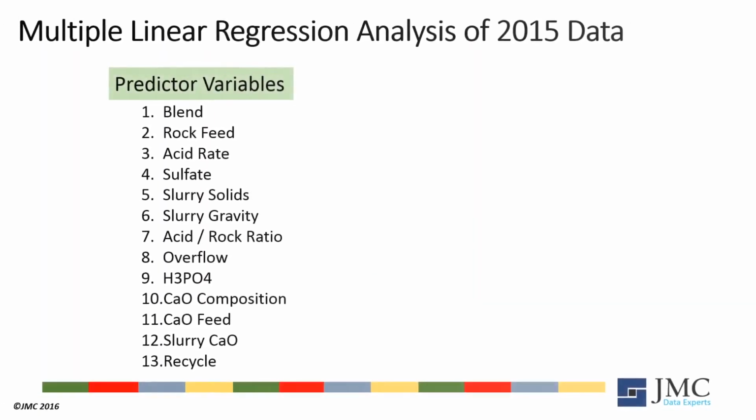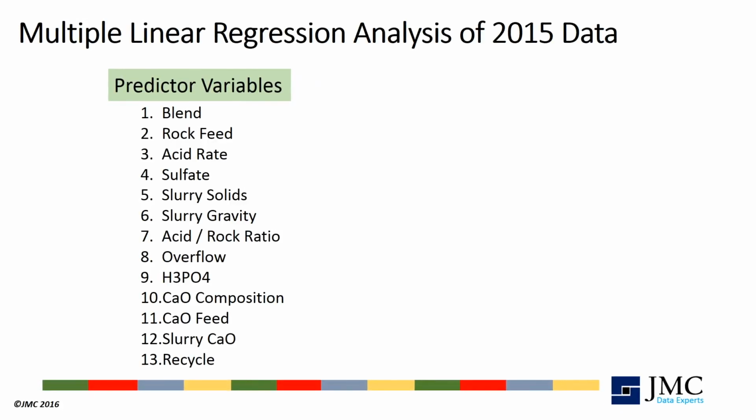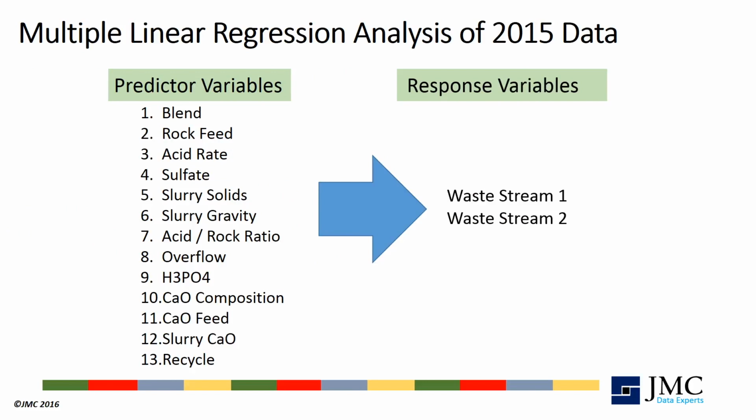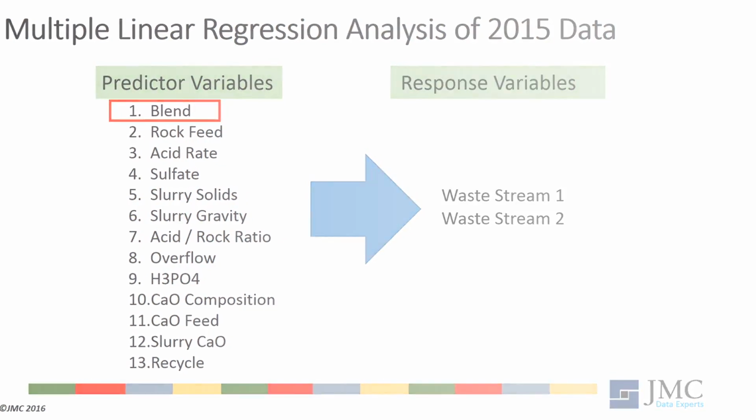This schematic of our analysis shows the 13 potential predictor variables and our two waste stream rates as the response variables. One of the predictors, blend, is a categorical variable. It indicates the mine source of the rock fed to the process.